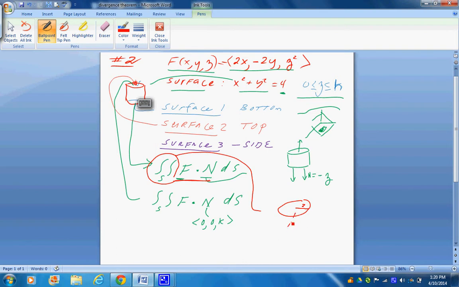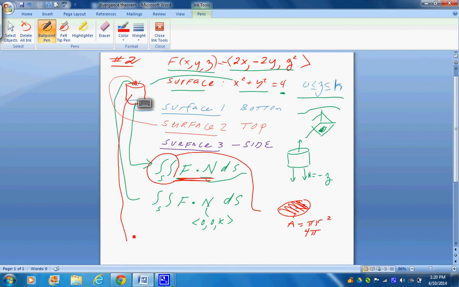So I know the area of the circle is going to be equal to pi r squared, where r is equal to 2, so the area is going to be 4 pi. And now all I need to do is figure out what the function is I'm integrating over that area. Okay? For the side of the can, it's a little bit different.